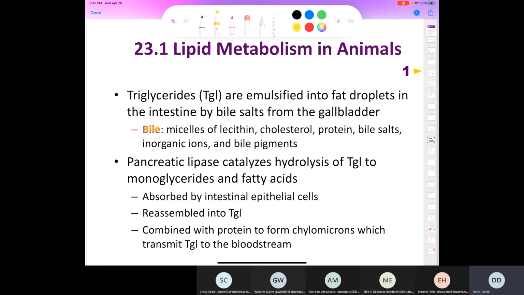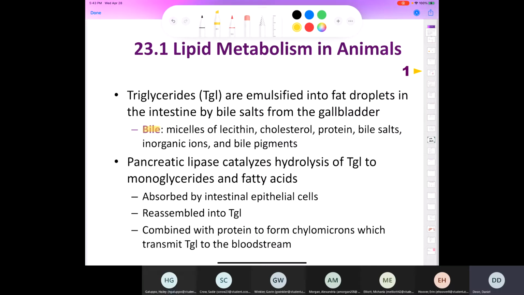Also, molecules like cholesterol. If you look at the molecule of cholesterol, it has a polar portion and it also has a hydrophobic portion. Then there are proteins and bile salts. I'll show you the structure of a bile salt. Bile salts are derived from cholesterol, and then we have other things like inorganic ions and bile pigments. I'm not so worried about those, but the idea is that we have a whole plethora of different types of molecules, and all they do is enable us to break up those fat globules into something smaller.